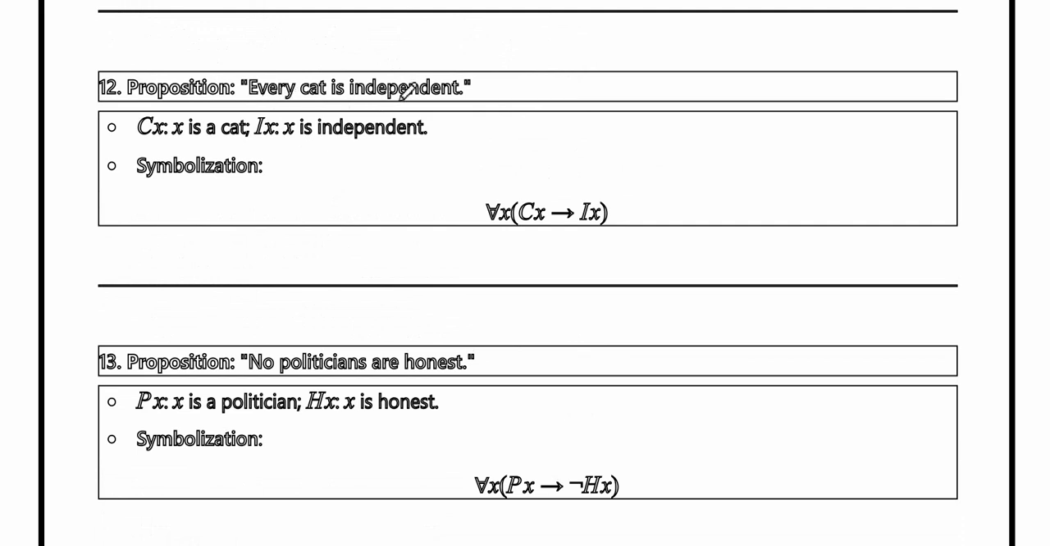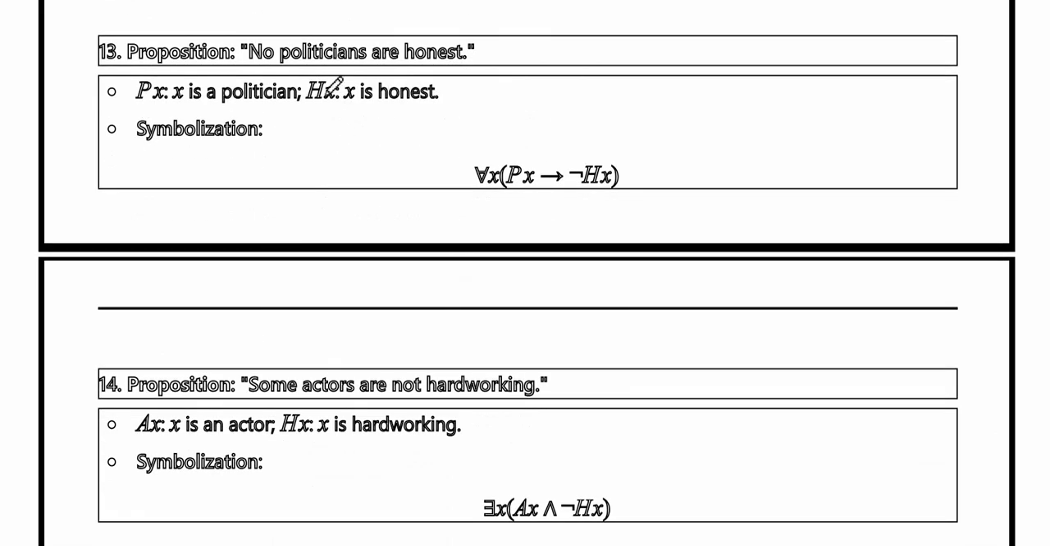Every cat is independent. This is also a positive, affirmative statement. Every means all. Cat is Cx, independent is Ix. If it is universal, then it means we use the implication symbol. Next, no politicians are honest. Now there will be a negation symbol here. So no means universal quantifier. Once we use the universal quantifier, we have to use the implication symbol. Then politicians is Px, honest is Hx, and no politicians are honest means politicians are not honest. So not honest.